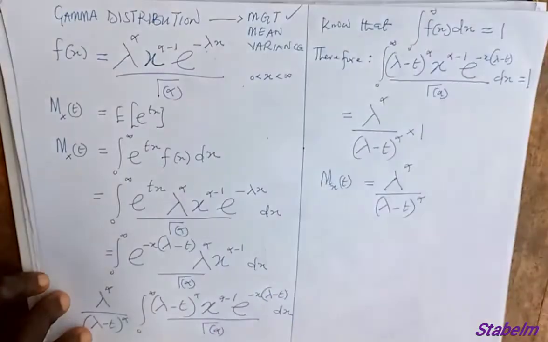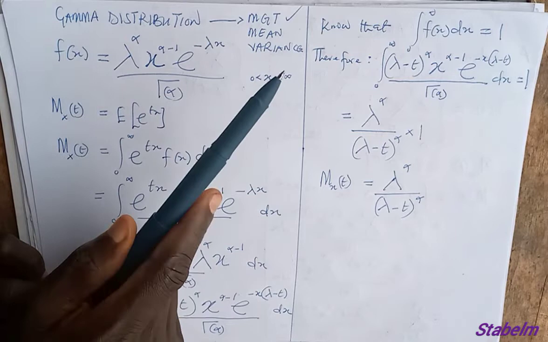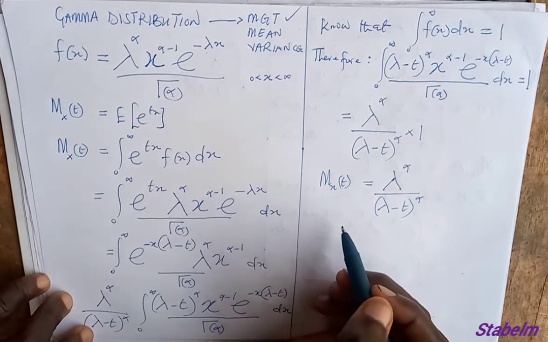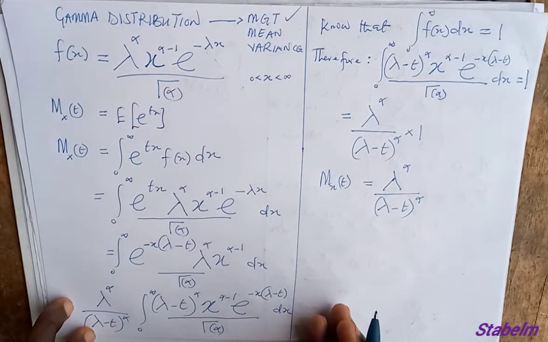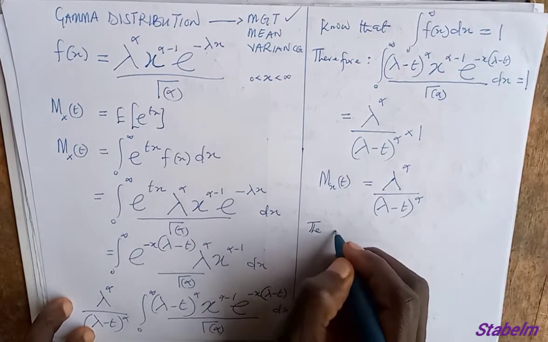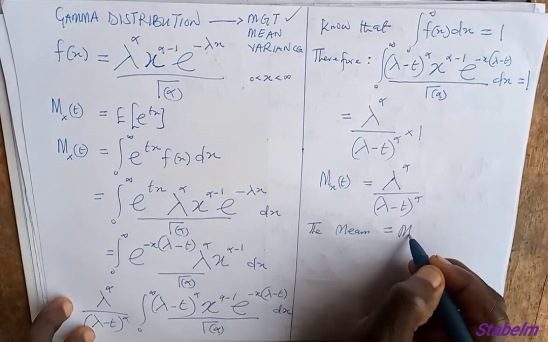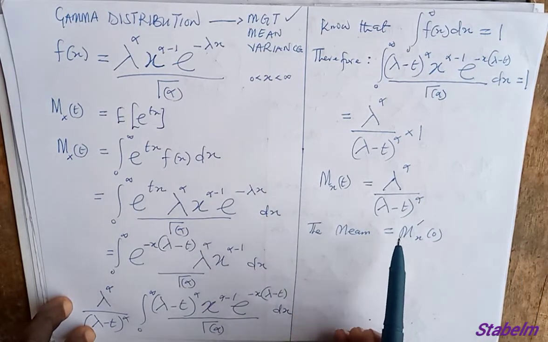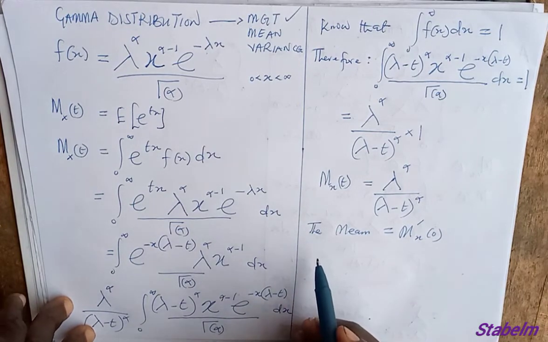Now we are through with this. From this moment generating function, it will be easier for us to find the mean. And how do we find the mean? The first derivative of the moment generating function when t equals 0 will give us the mean. So the mean of this distribution will be equal to M prime X of 0. So what do we do now?